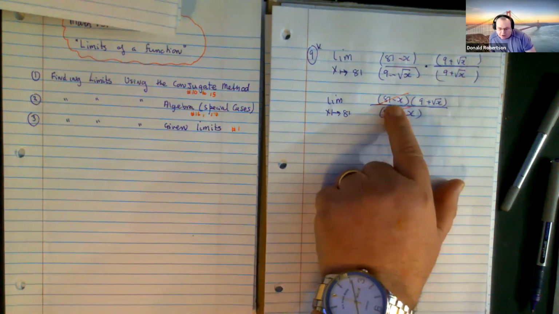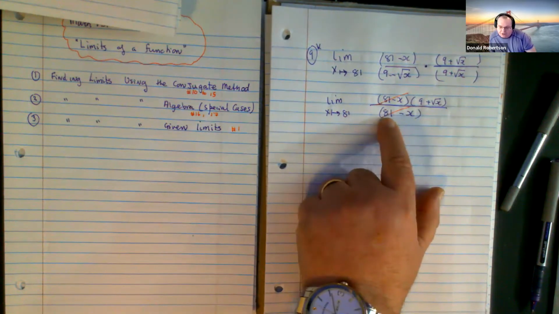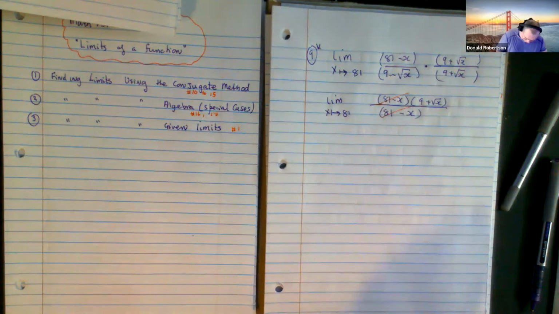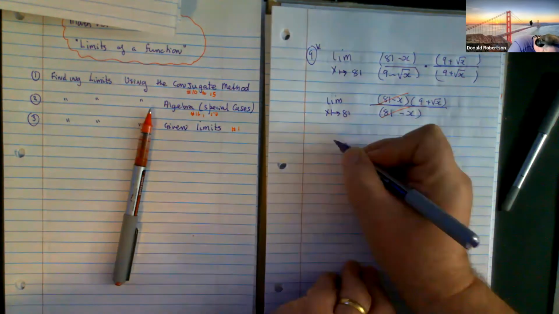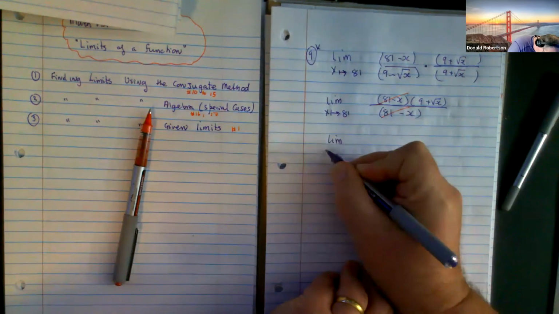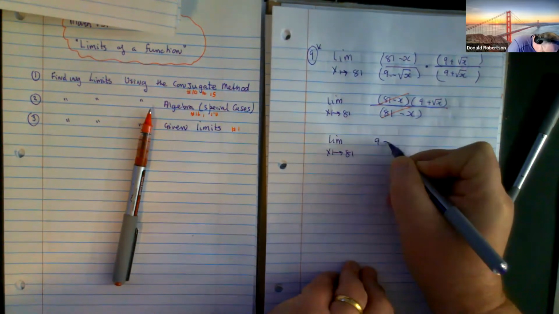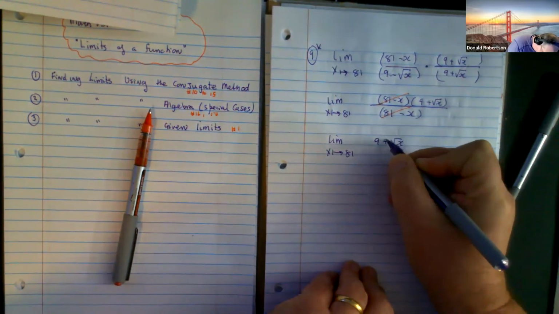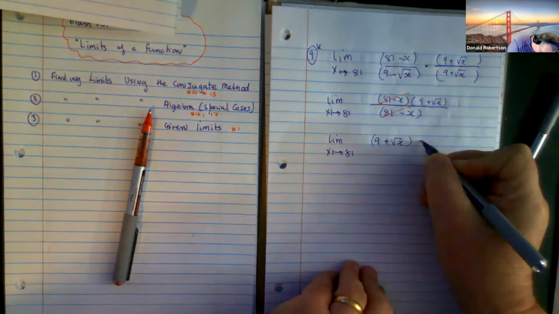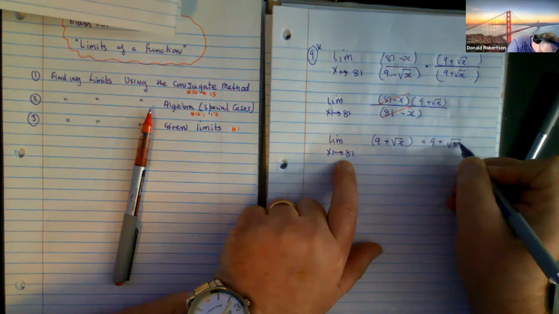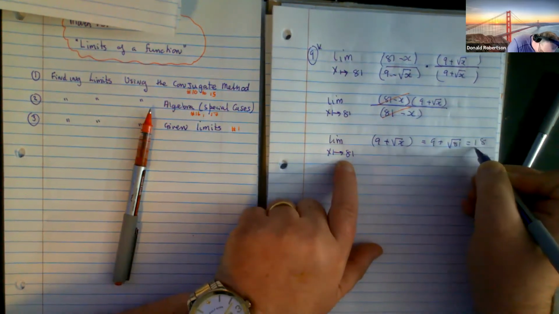Now, if you have a fraction and everything in the bottom gets cancelled, doesn't that mean that your answer is no longer a fraction? It just means it's 9 plus square root of x over 1, which is just 9 plus the square root of x. So we now have the limit as x tends to 81 of 9 plus the square root of x. And I can then substitute in 81 for x and get the answer 18.